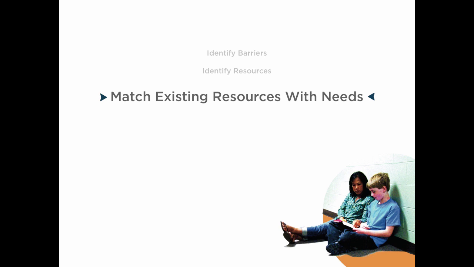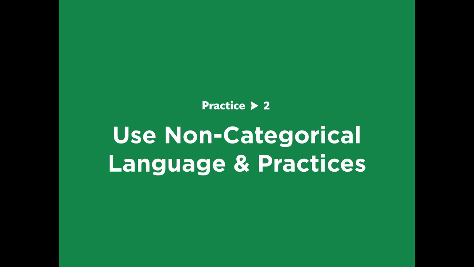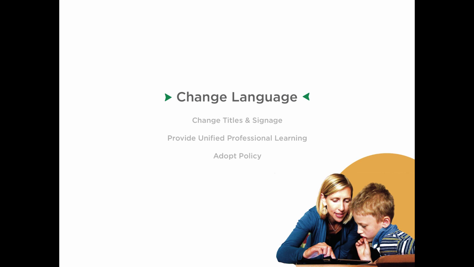Spend some time brainstorming about how you can shift currently available resources to help serve all students in the classroom with their peers. Practice number 2, provide services based on need rather than by disability label. Change language used in the building to reflect that additional supports are provided based on need. Traditionally, schools use a variety of programs and supports that are aligned with identified student need.